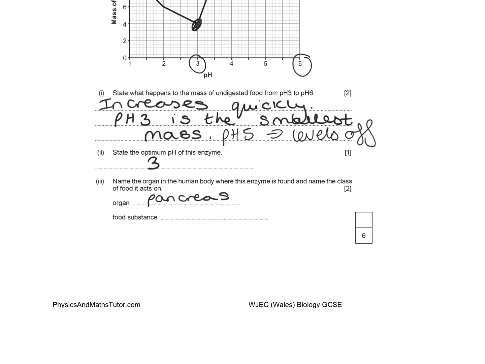Name, so the organ is the pancreas. It's very likely to be protease because it works at such low pHs, so it works in the stomach.